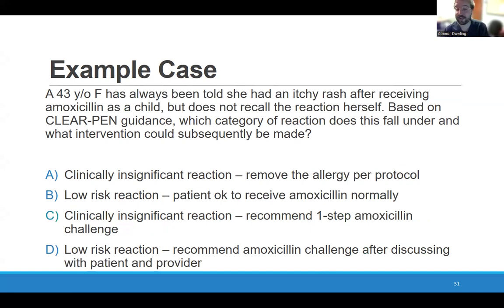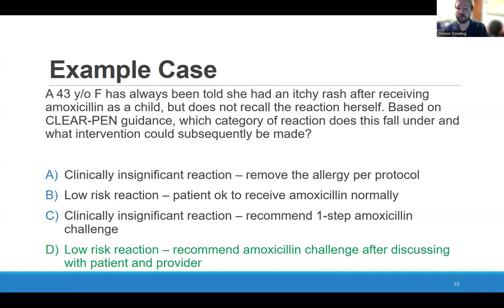So we could look at this as, is this a clinically insignificant reaction where we remove the allergy per protocol? Is this a low risk reaction where the patient is okay to receive amoxicillin normally? Is this a clinically insignificant reaction where we recommend a one-step amoxicillin challenge? Or is this a low-risk reaction where we recommend amoxicillin challenge after discussing with the patient and provider?